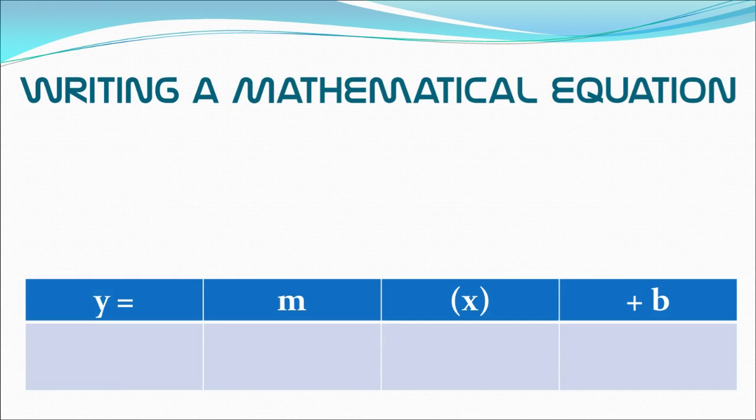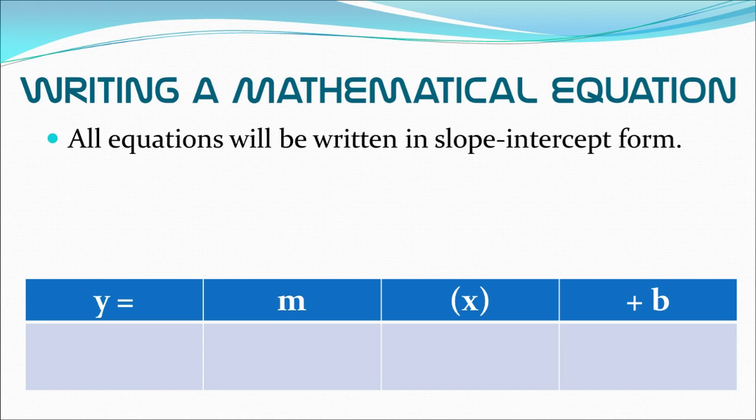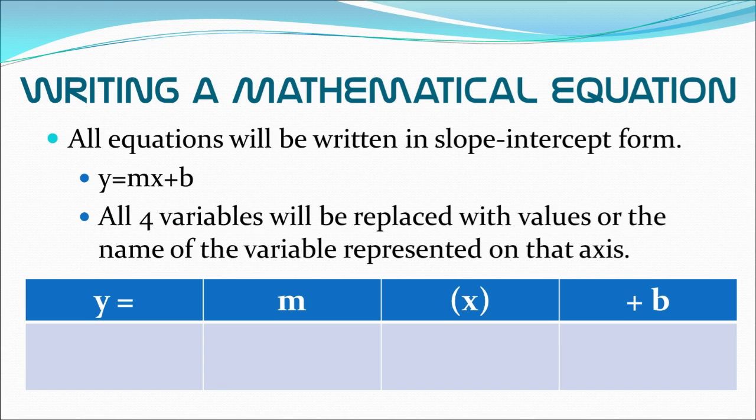The slope and y-intercept often interact in a mathematical equation called slope-intercept form. Slope-intercept form describes the shape of a straight line. So once we've graphed our information, we need to try to write an equation in slope-intercept form. Slope-intercept form is y equals mx plus b. In this case, m is my slope, b is my y-intercept. In this case, all 4 variables will be replaced with values or the name of the variable represented on the axis. You will never have a y, m, x, or b in your final mathematical equation.